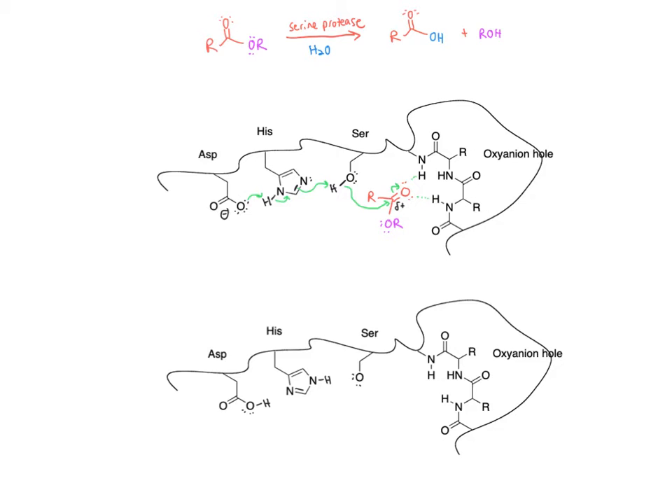And so that's going to allow us to get this tetrahedral intermediate. So we're going to have our R group, our O minus, which is going to be stabilized by those H's. So it's still H bonding with those. And then we're still going to have our OR group attached to the molecule. So this is our tetrahedral intermediate.